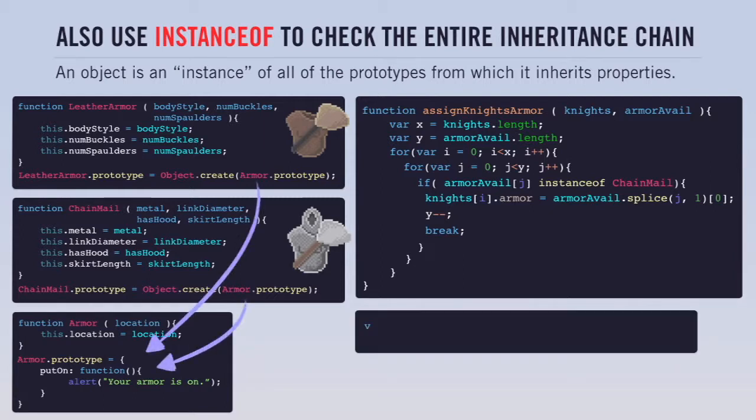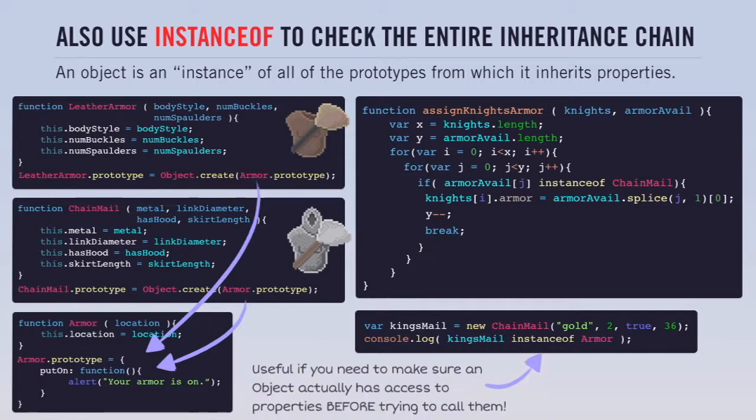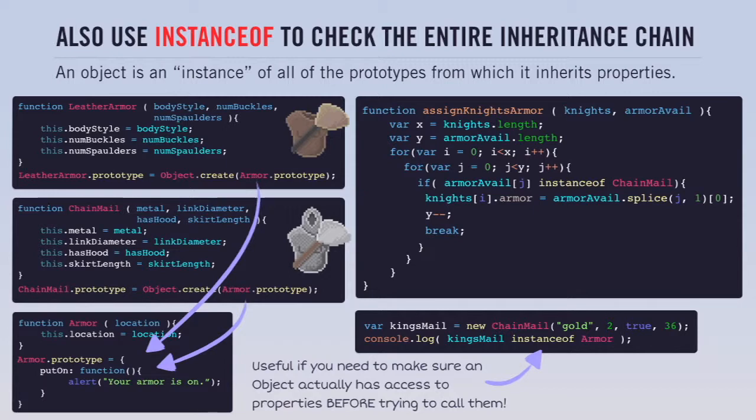And then over here, if we had a kingsmail variable and we assign to it a new chainmail object, and we're going to pass in gold because the kingsmail should of course be gold. He's got a 2-inch link diameter as well as a hood on that chainmail, and his skirt length is 36 inches for full protection. This particular usage of instance of can be very useful if you have to make sure an object actually has access to some properties before you try to call them.